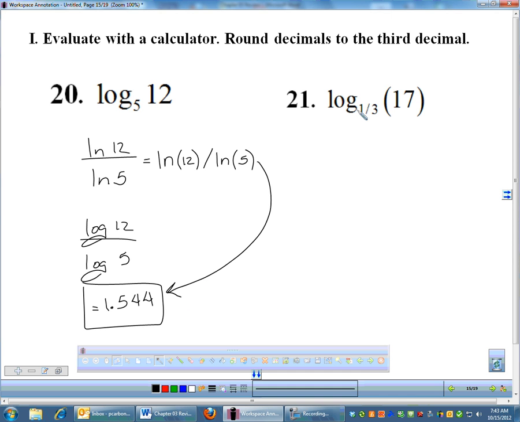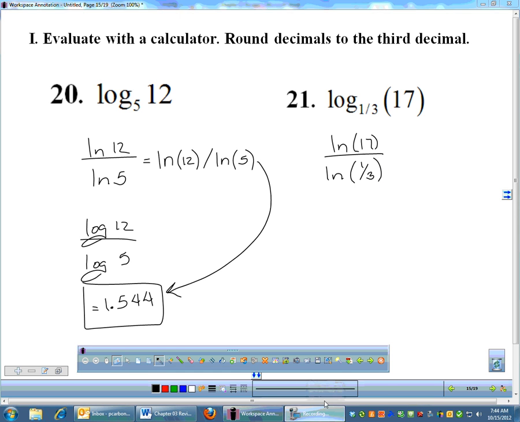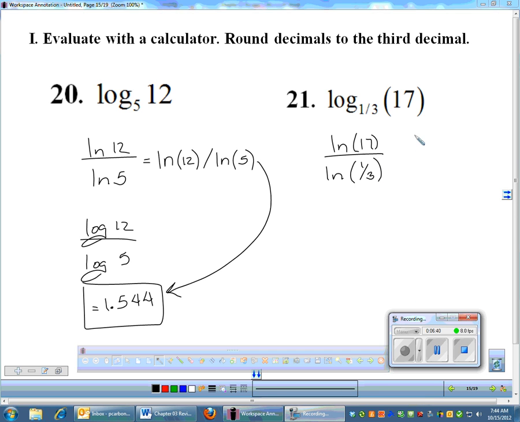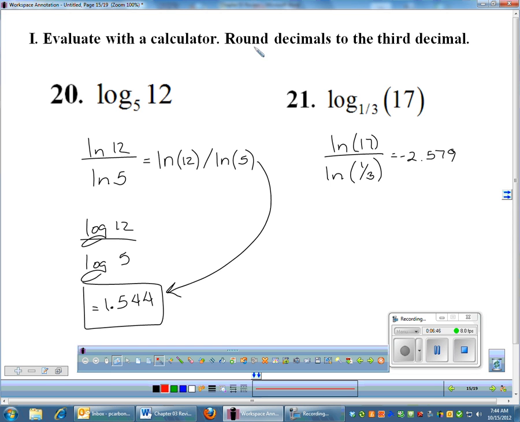Same thing for number 21. I'm going to type it in as the ln of 17 divided by the ln of, and it's 1/3, so we'll have to make sure we get the 1/3 in parentheses, so let me punch that in real quick, and I get negative 2.579. And pay attention to the directions. It says round decimals to the third decimal. You need to know how to round to the third decimal. Make sure you do that.